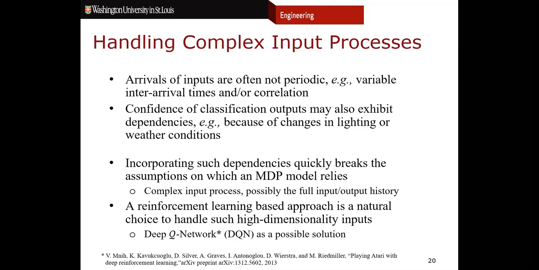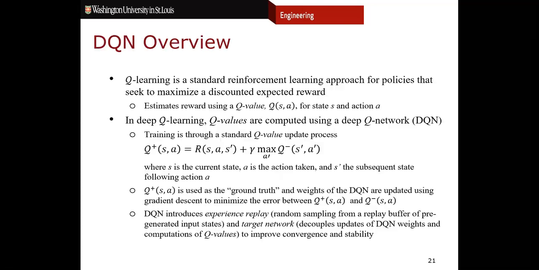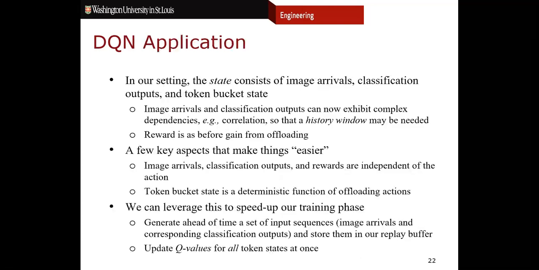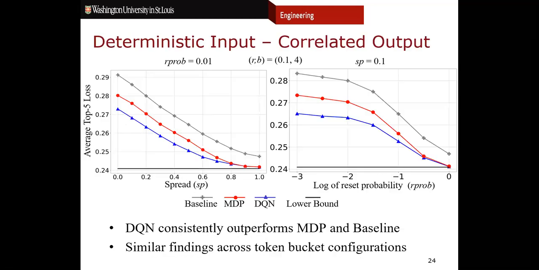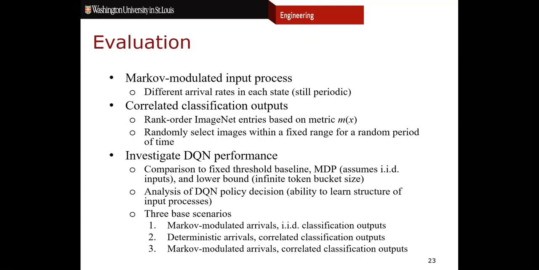And if you have a complex arrival process and complex correlation, obviously the state space that your policy has to consider blows up, right? A deep Q network is essentially a tool that allows you to handle that much higher dimensionality. Given that we don't have much time, I'm going to skip over this and very quickly go through some of the results that we were able to obtain using that particular system.